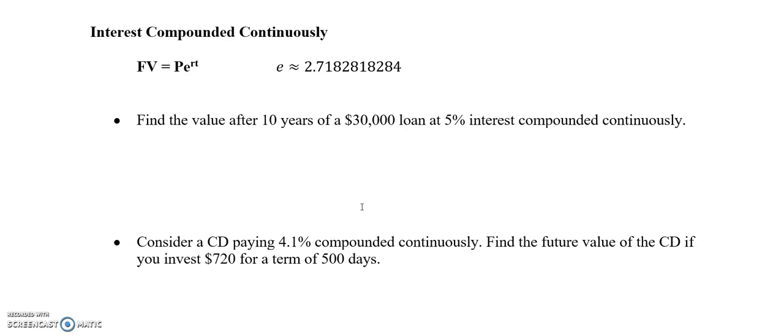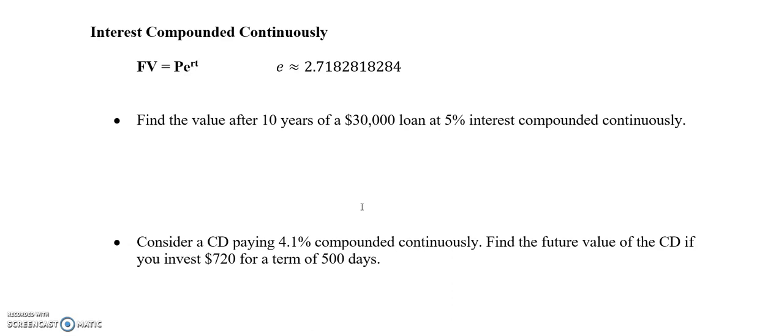So you'll notice that everything else within the formula matches our previous formula. We have FV, which is still our future value. We have P, which is still our principal or the original amount invested or deposited. And then we have R and T, which are rate as a decimal and time in years. So that E is taking the place of the 1 plus R divided by N, and then we have it to the RT instead of the NT.